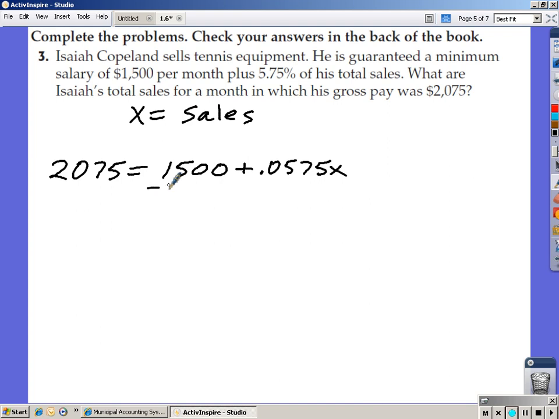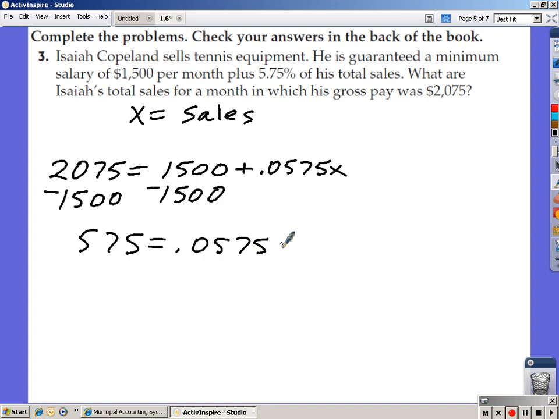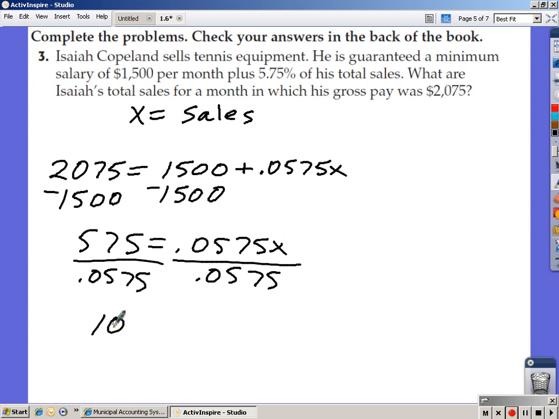Subtract 1,500 from both sides. 2075 minus 1,500 is 575 equals 0.0575x. Divide both sides by 0.0575. And you should come up with $10,000 equals X. So you have $10,000 in total sales. All right?